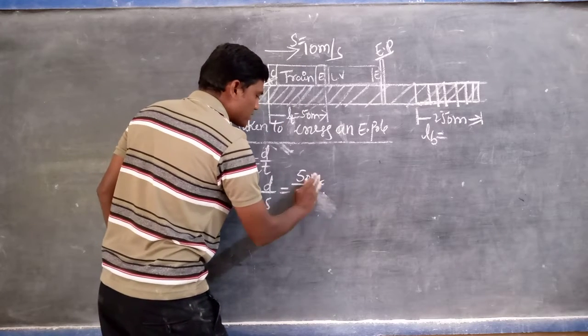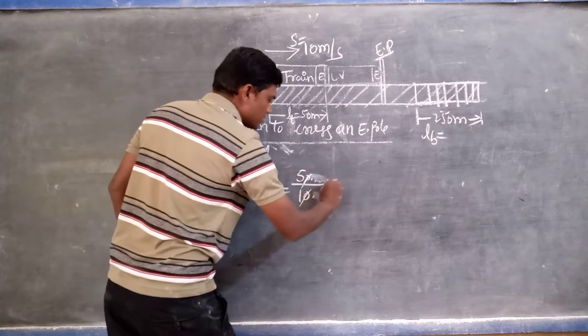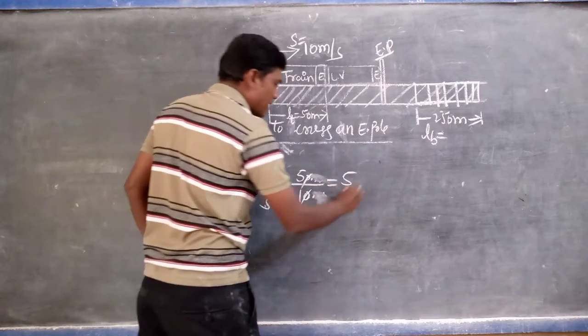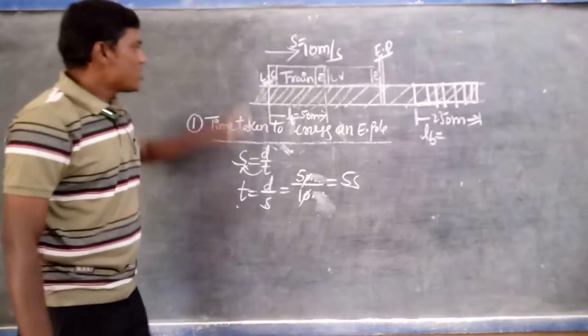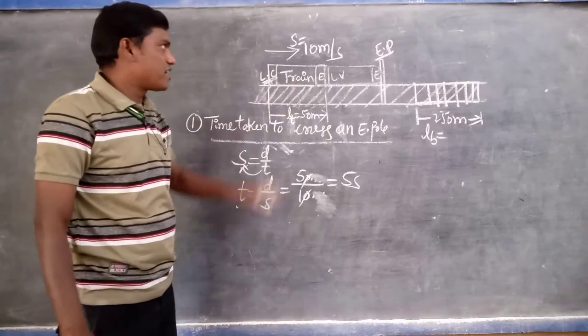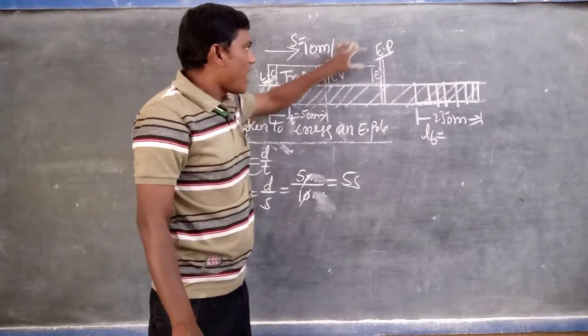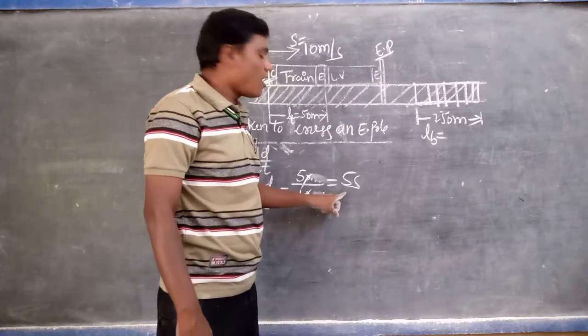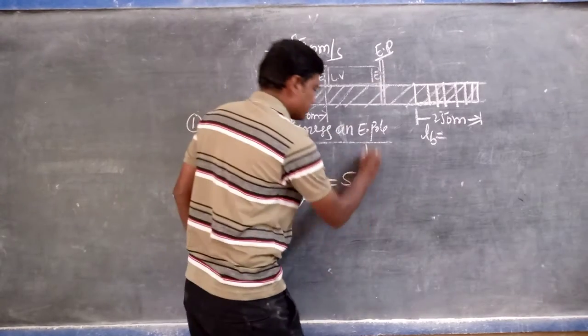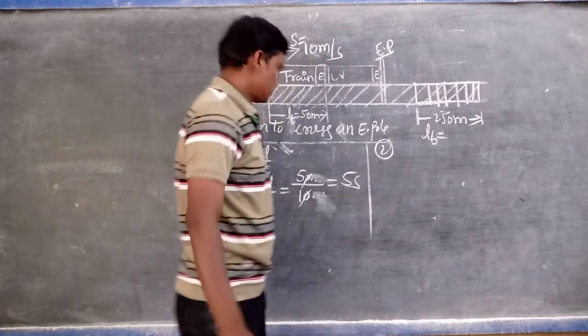Okay, so note this simply. So that's 5. What is the time? 5 seconds. A 50 meter length of the train moving at 10 meters per second crosses an electrical pole in how much time? 5 seconds only. Next, the second one.